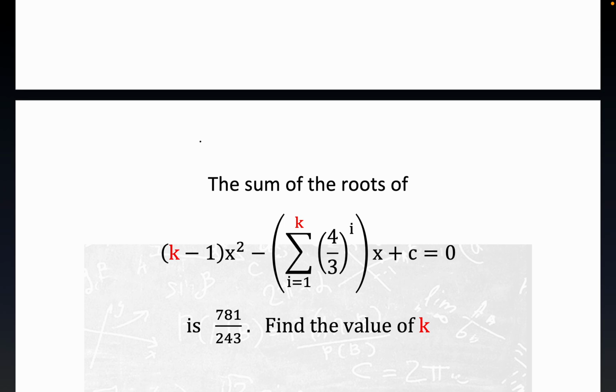Everybody, today we have a strange looking problem with a very odd linear coefficient. It's actually a finite geometric series with an unknown upper limit of summation. Let's just write down the first few terms.